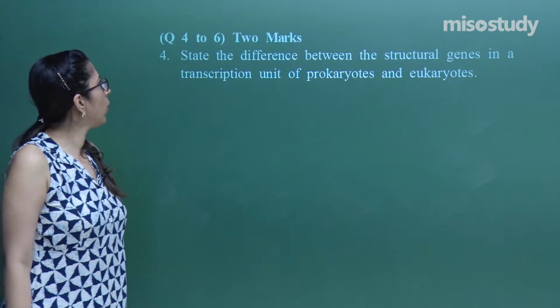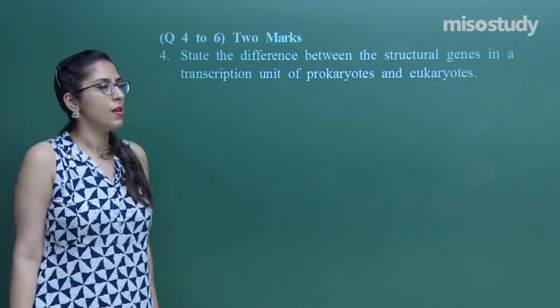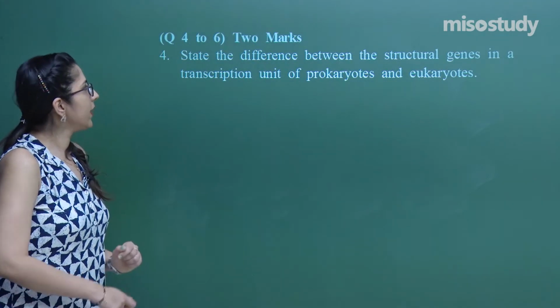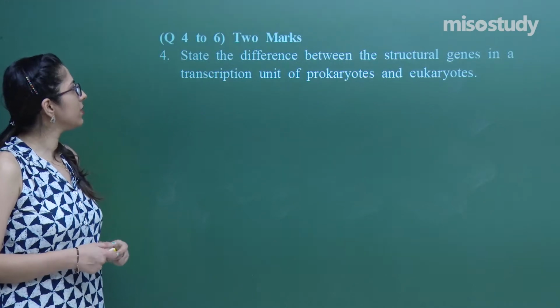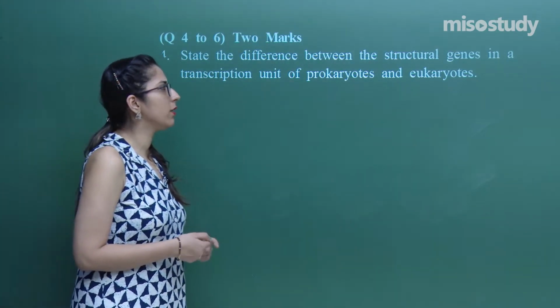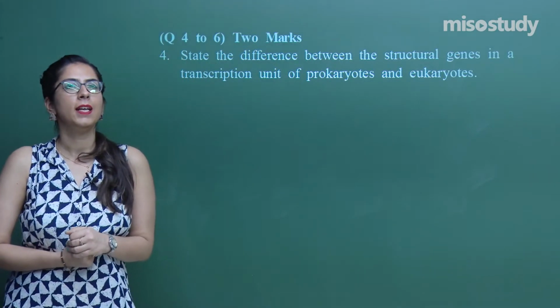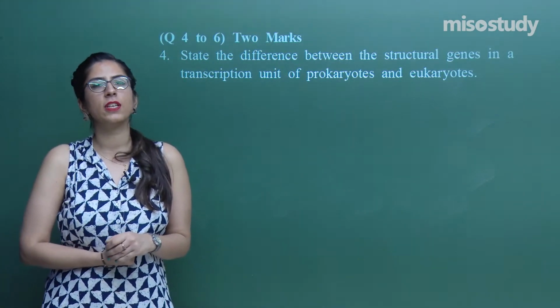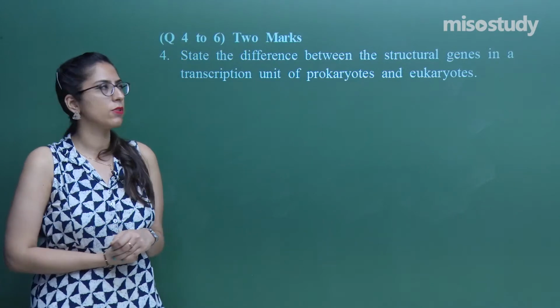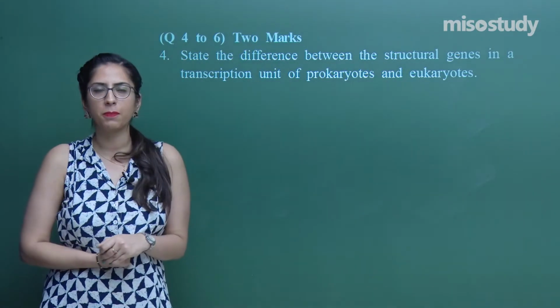Now let's move on to the 2 marks question. State the difference between the structural genes and transcription units of the prokaryotes and the eukaryotes. Very good question, very important question as well. Yes, there is a difference in the structural genes of prokaryotes and eukaryotes. What is the difference between them?